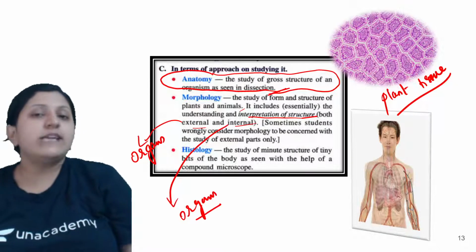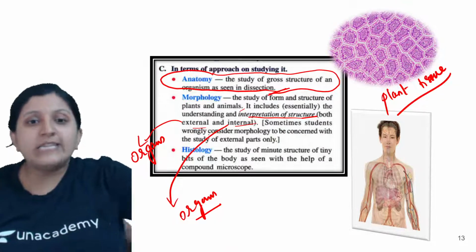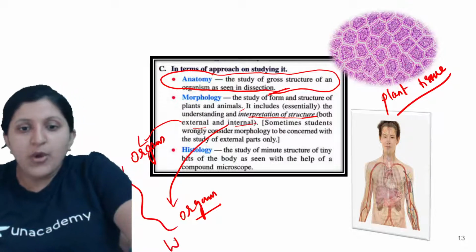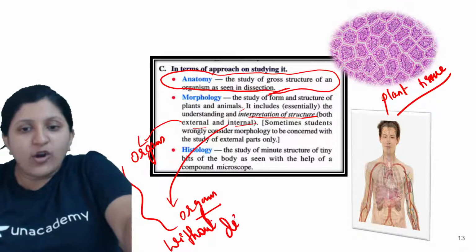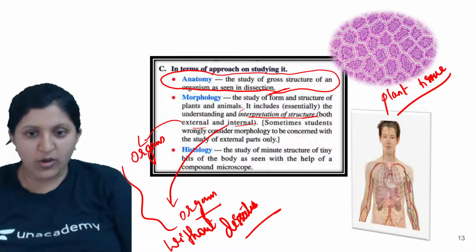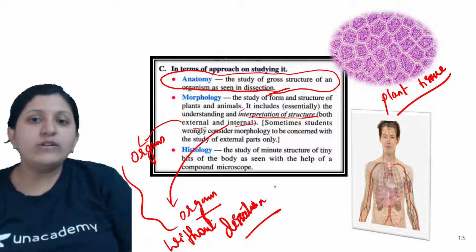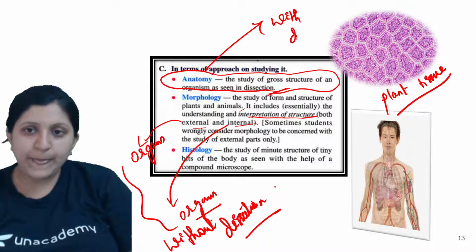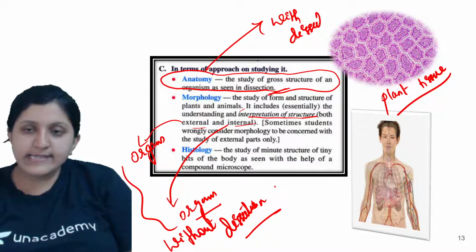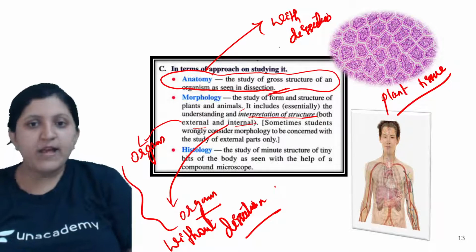Their study is without any dissection. So this is basically without dissection, and in that case we call this particular thing morphology. All right, so this is without dissection, and this is with dissection. Any doubt? Is this clear?